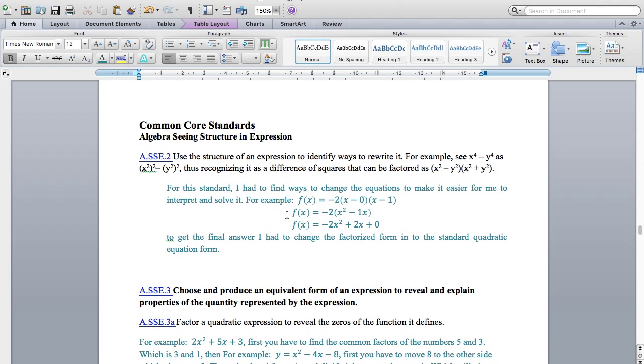Then for this example, we use the -2 and times it into x squared and times it to -1x, and the answer will be -2x squared plus 2x. It's plus because when you put negative and negative together, it will turn positive, and plus 0 is plus 0 because there is no starting height, or you can say the starting height is 0.